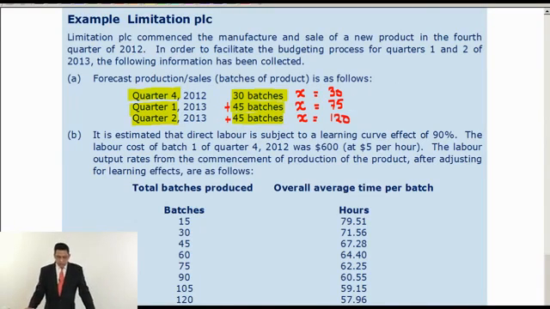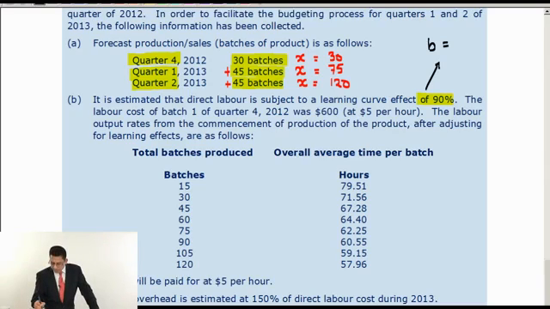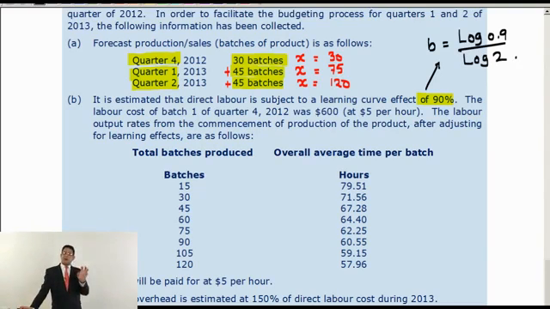It is estimated that direct labor is subject to the learning curve effect of 90%. So this time the learning effect is 90%. As soon as it's given, you can develop the value of B. Remember how B is developed? B is log 0.9 divided by log 2, and you will get a negative answer on your calculator. We will see in a minute.